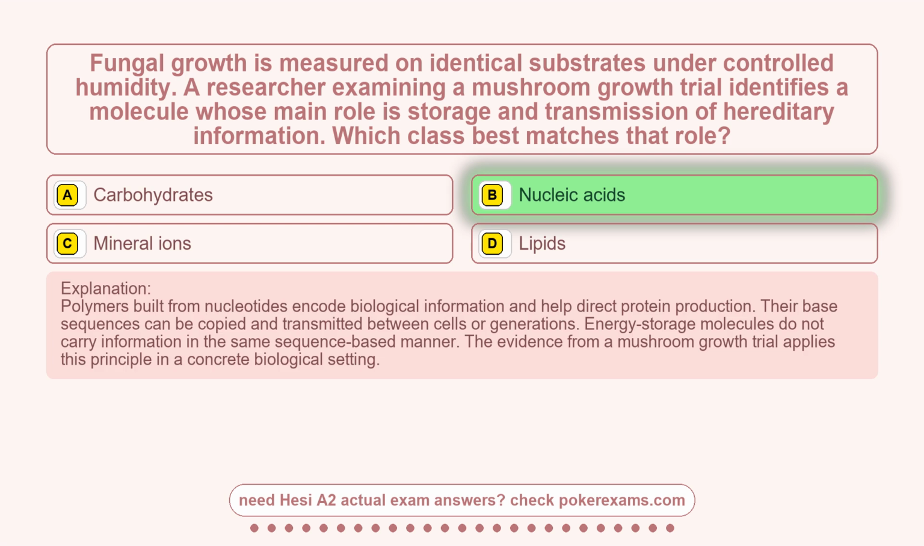Polymers built from nucleotides encode biological information and help direct protein production. Their base sequences can be copied and transmitted between cells or generations. Energy-storage molecules do not carry information in the same sequence-based manner. The evidence from a mushroom growth trial applies this principle in a concrete biological setting.